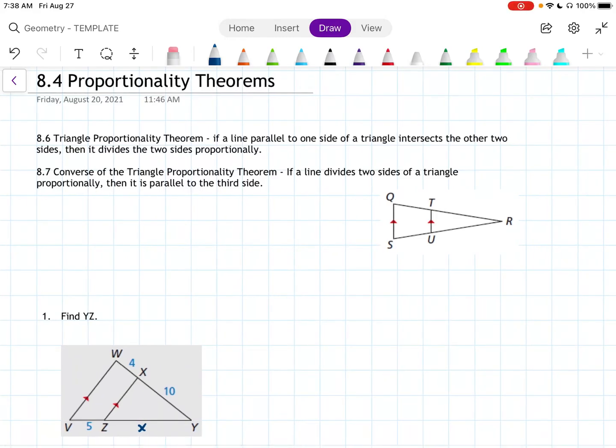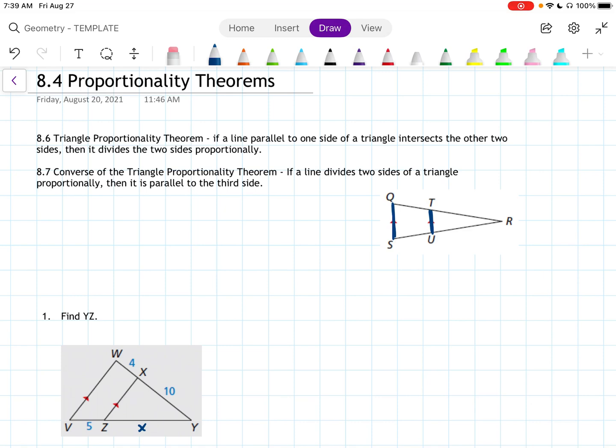Okay, 8.4 proportionality theorems. Theorem 8.6 and 8.7 are converses. 8.6 is the triangle proportionality theorem. If a line parallel to one side of a triangle intersects the other two sides, then it divides the two sides proportionally. What that's talking about is this side here, TU, it is parallel to QS. So it's telling us that it divides the other two sides, the two sides that are not highlighted, proportionally.